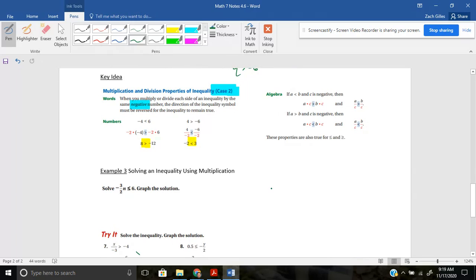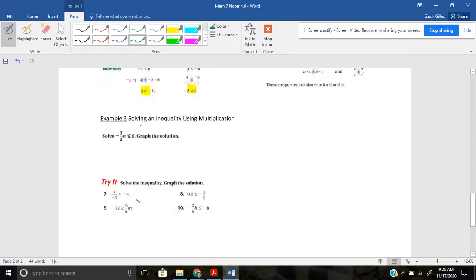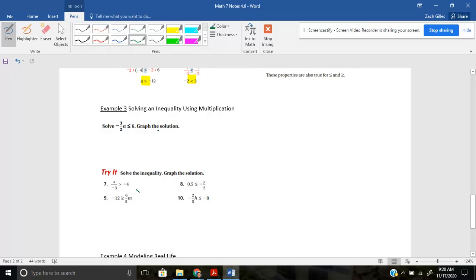All right, here we are to case 2, where in our first step, we divide by a negative number. Okay, so this changes our inequality. We need to flip that inequality. We need to reverse that inequality for the statement to remain true. So let's look at how that works. I've got -3 halves n is less than or equal to 6. So n is being multiplied by -3 halves. It's smushed right next to it. To undo that, I would divide by -3 halves on both sides.